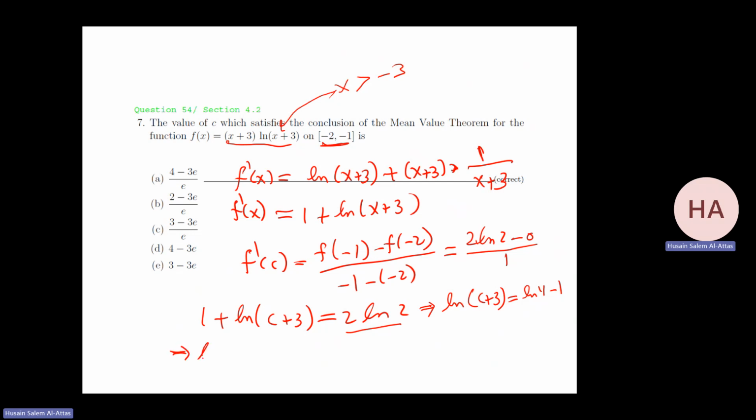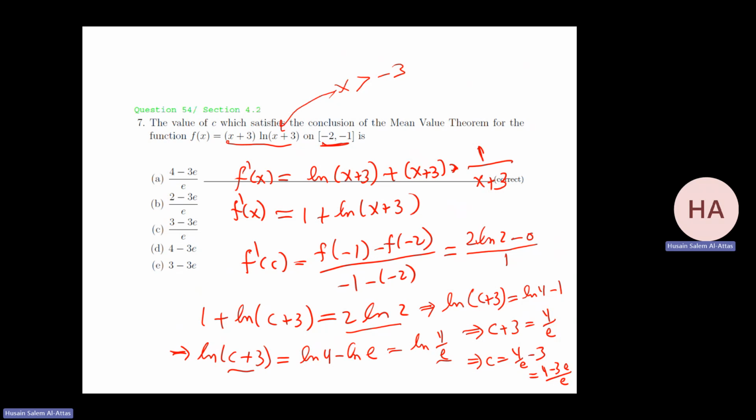So I notice this. ln of c plus 3 will be ln 4 minus ln e. This is the trick. So that equals ln of 4 over e. So that implies c plus 3 equals 4 over e. The arguments of the ln should equal each other. So c equals 4 over e minus 3, which is 4 minus 3e over e.